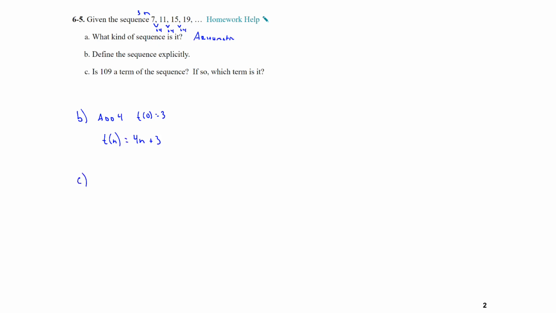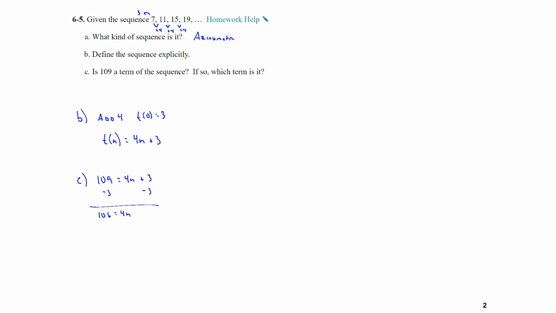For C, is 109 a term of the sequence? If so, which term is it? So we're going to plug in 109 for T of n, that's the term in the sequence. And we're going to see if n is equal to a positive whole number. If it is, then 109 is in the sequence. If not, then it would not represent a term in the sequence.